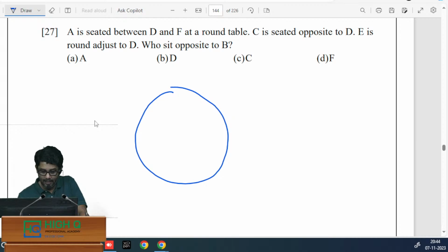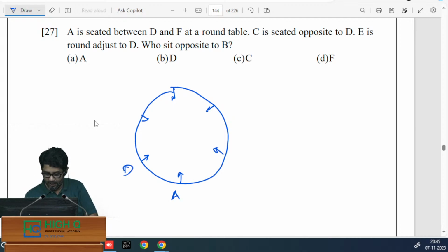How many people? 6 people. 1, 2, 3, 4, 5, 6. A is seated between D and F. C is seated opposite to D. Okay. E is adjacent to D. That is a mistake. E is adjacent to D maybe. So who is pending? B is here. Who is opposite to B? A.